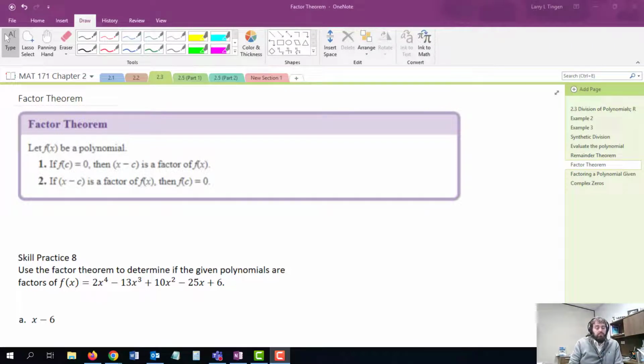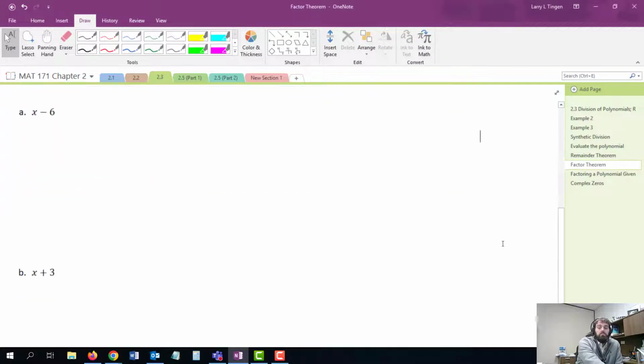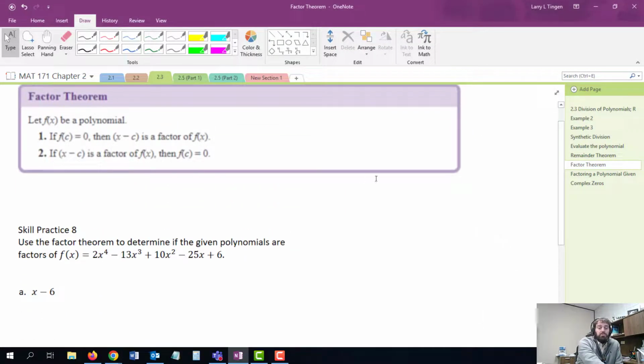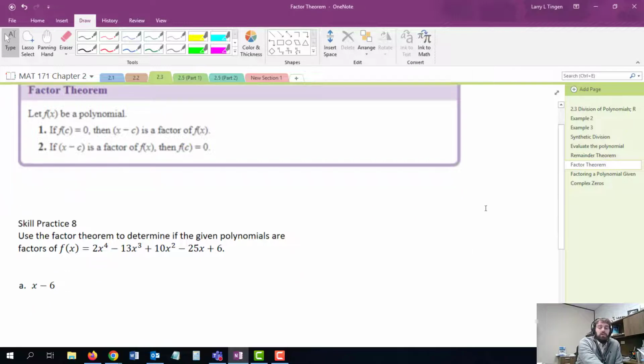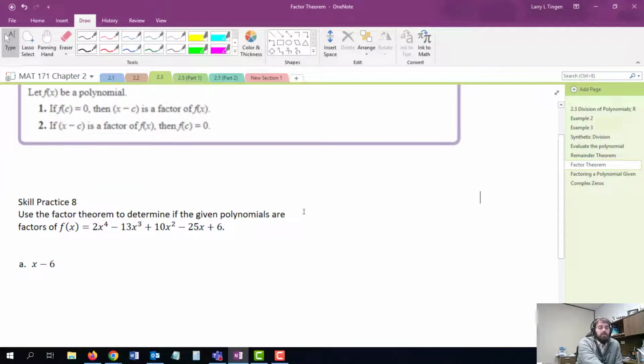That tells me that the corresponding binomial goes into f of x evenly. So we're not really changing anything. We're not adding anything to it. We're just now paying attention to, is the remainder 0 or is it not 0? If the remainder is 0, then I've actually figured out a way to break that polynomial down into one binomial and, in this case, a third degree polynomial.